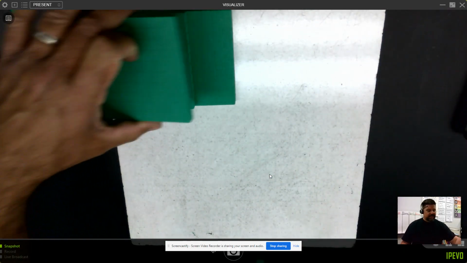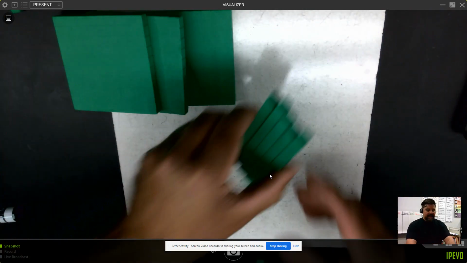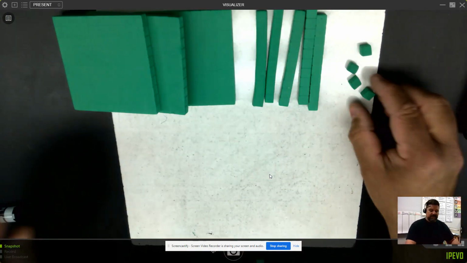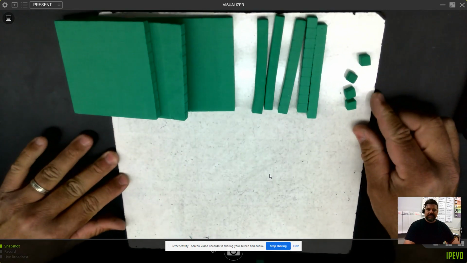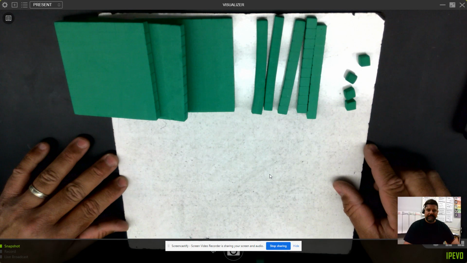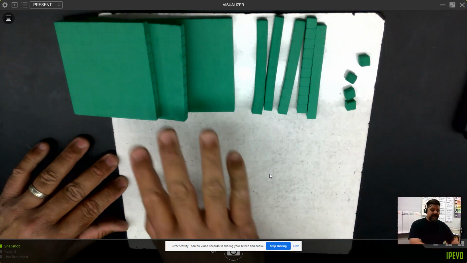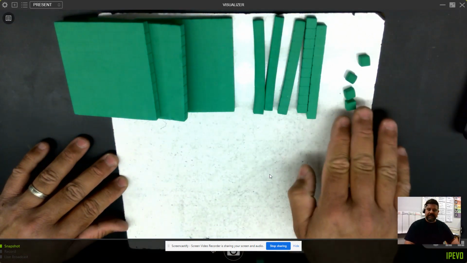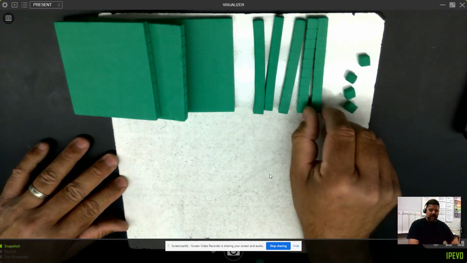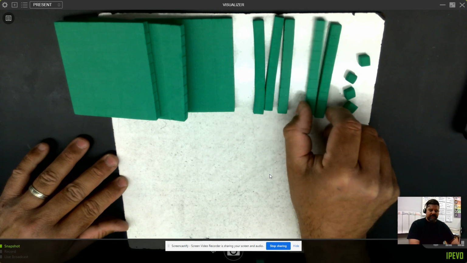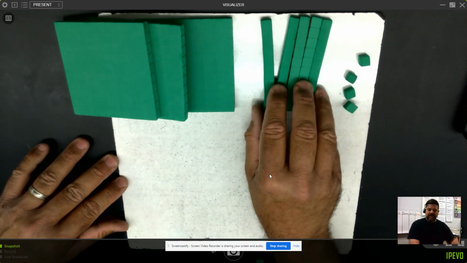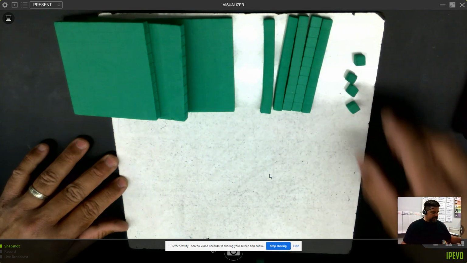We're going to take 3 flats and 5 of these longs and 4 of these small cubes and combine them with a different term. What's the value of this decimal number? If you said 3 and 54 hundredths, you're correct. By cutting each of these tenths into 10 pieces, we would have 10 hundredths, 20 hundredths, 30 hundredths, 40 hundredths, 50 hundredths, or 50 small cubes, plus our 4 hundredths over here.